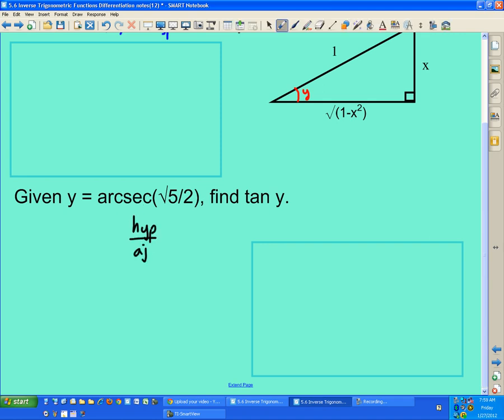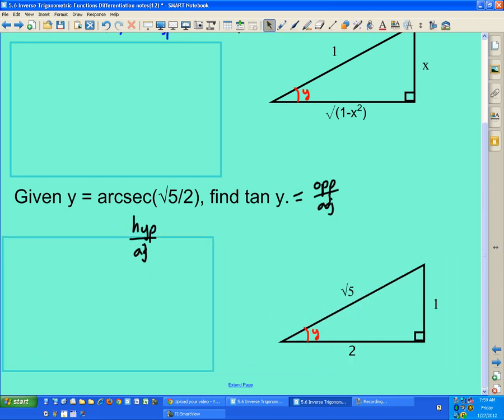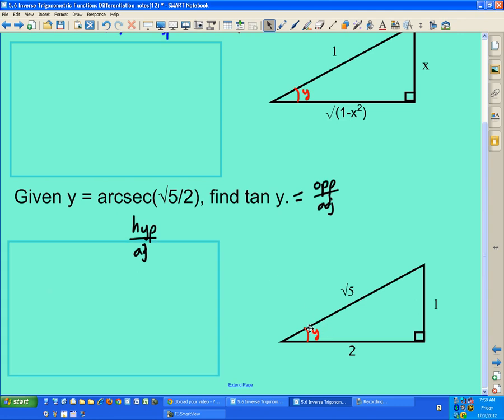And since we're looking for the tangent of y, we're looking for opposite over adjacent. So my triangle will look something like this: my hypotenuse is root 5 over my adjacent, and if I do the Pythagorean theorem, I will find out that this missing side is 1. So then my tangent of y will be the opposite over the adjacent, which gives me 1/2.